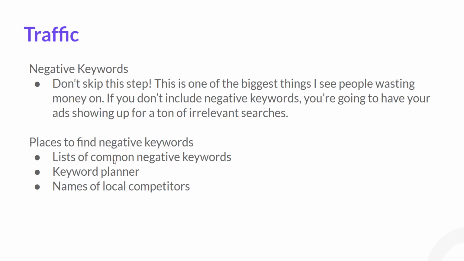There's a few places that I go to actually find my negative keywords. One of them, I'll literally just do a Google search, and I'm going to show you these in just a second. I'll do a Google search for lists of common negative keywords, and I'll just pull from those lists. The second way is literally just how we were pulling keyword ideas. We're going to go to the keyword planner and find negative keyword ideas from there. And the third way is I will go into the local market and pull all the brand names of local competitors and add those to the list as well. So let's jump over and actually start building out a negative keyword list.